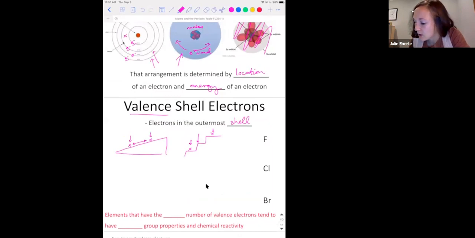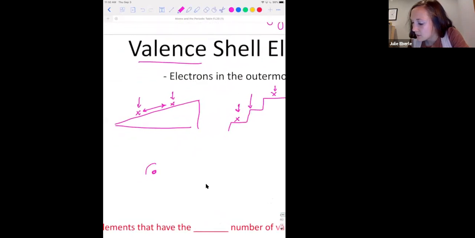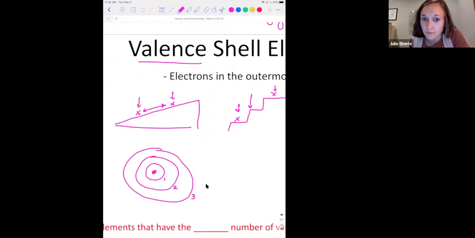All right, so if I draw a picture of an atom, I'm going to zoom in. This would be called shell number 1, the circle that's closest to the nucleus. If I draw another one, this would be called shell number 2. This would be called shell number 3, and so on and so forth.